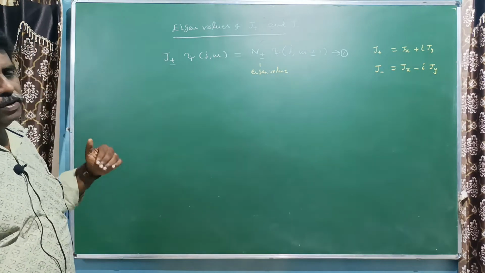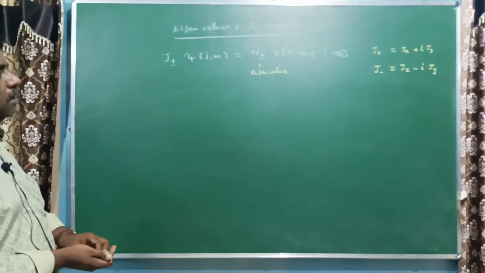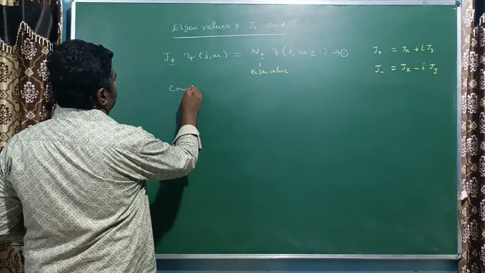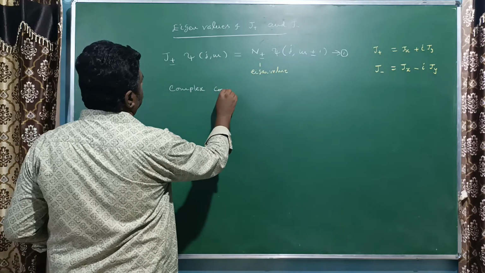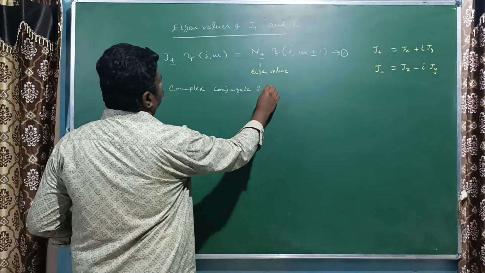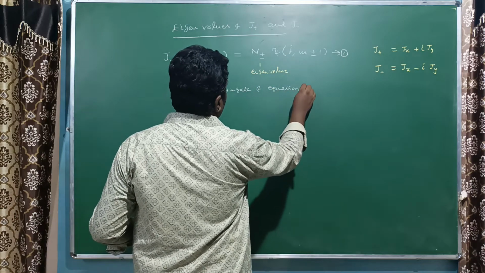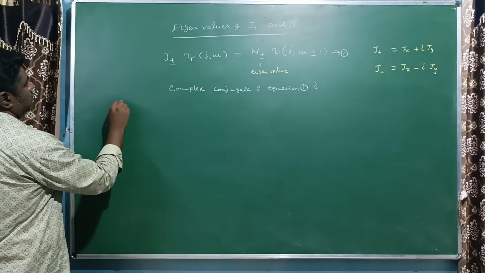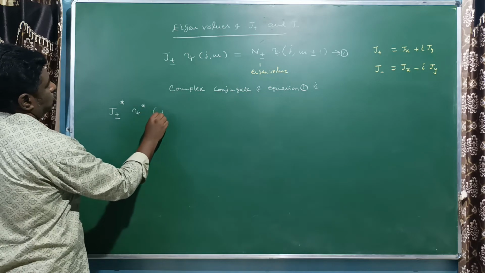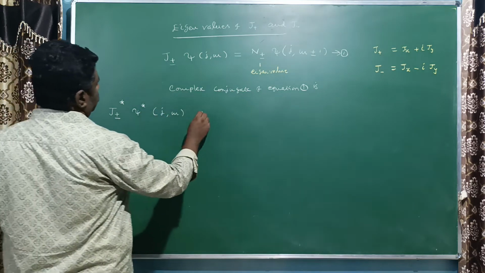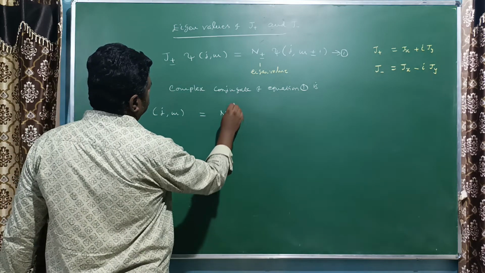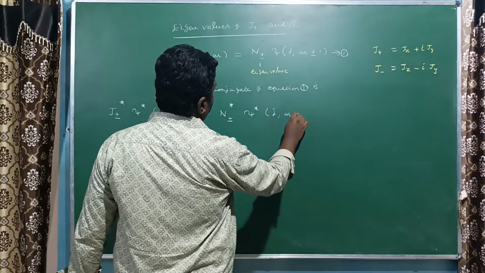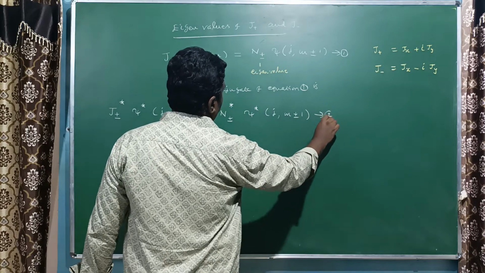Now we have to evaluate the values of N plus and N minus. For that, we should write the complex conjugate of equation 1. Complex conjugate of equation 1 is just to take the star of this: J plus or minus star psi star of j comma m is equal to N plus or minus star psi star of j comma m plus or minus 1. This is equation number 2.